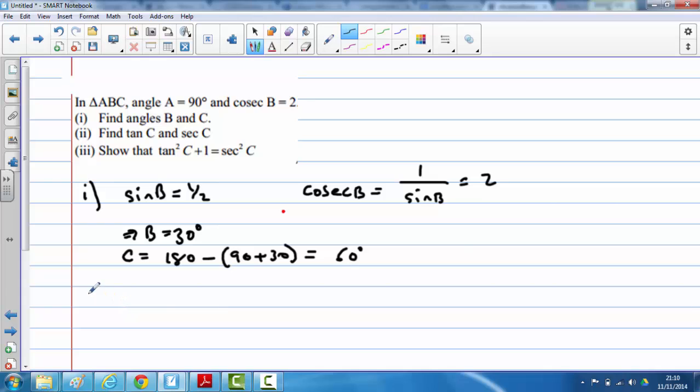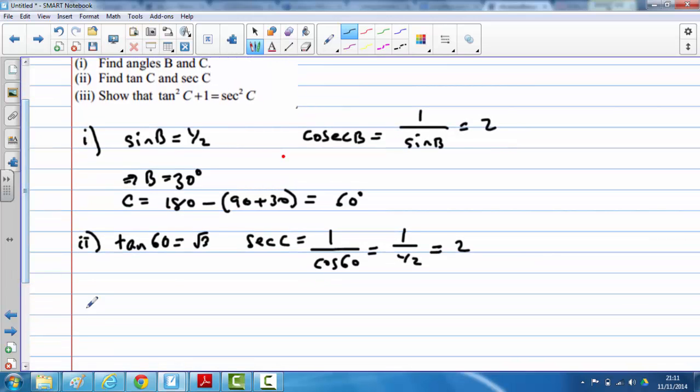Now the tan of C and the sec of C, well, once we know what C is, that's quite straightforward, because the tan of C is just going to be the tan of 60, and that gives us square root of 3, and the sec of C is 1 over the cos of C, which is 1 over the cos of 60, which would simply be 1 over a half, and so that gives us 2. So the sec of C is equal to 2.